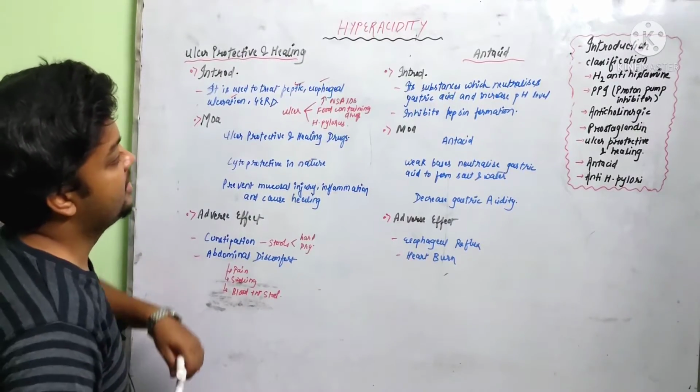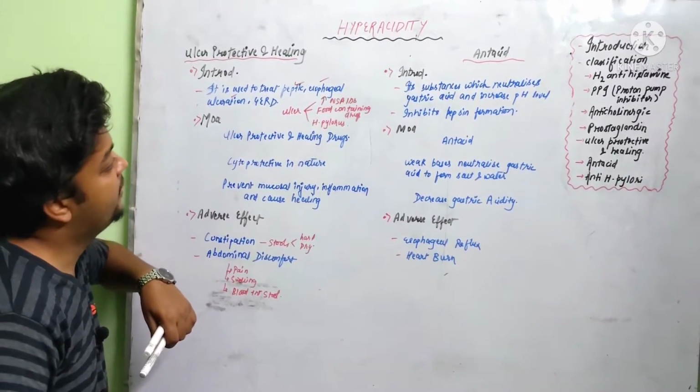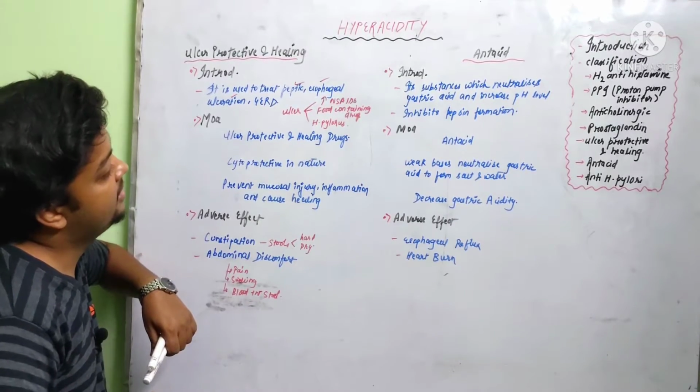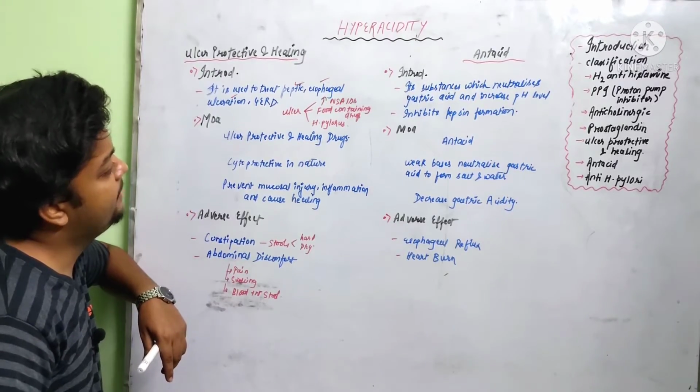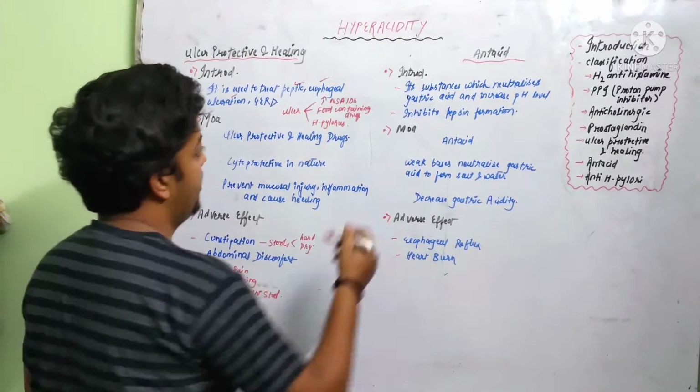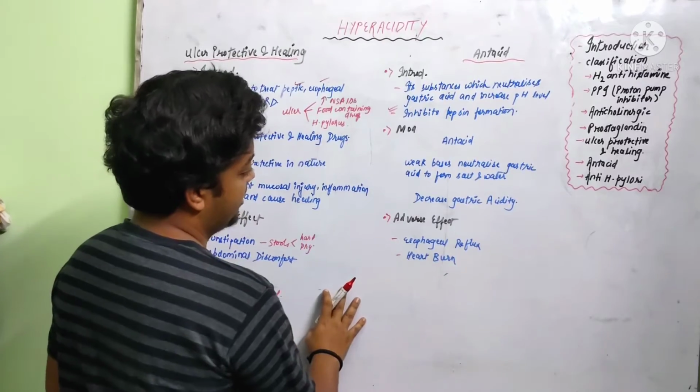So let us now jump to the next classification, that is the antacids, right? The first point we have is that these substances neutralize the gastric acid and increase the pH level, right? We'll discuss this also. It inhibits the pepsin formation. This is also a very important point, okay? Right. So let's jump to the adverse effects.